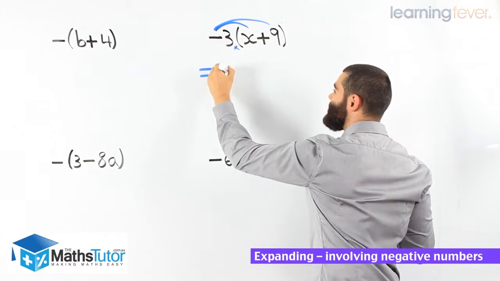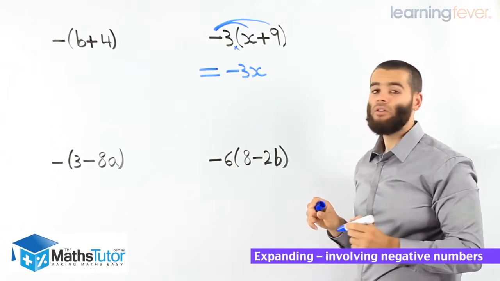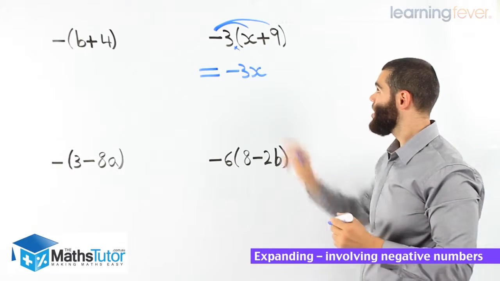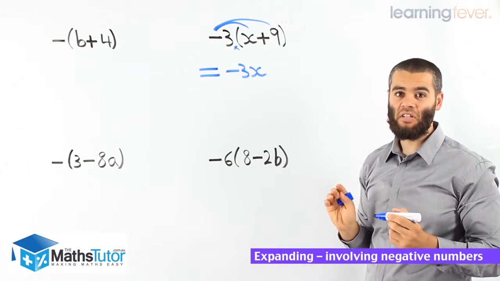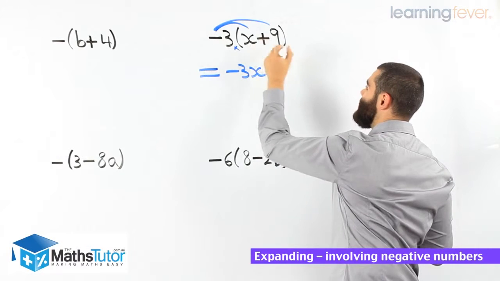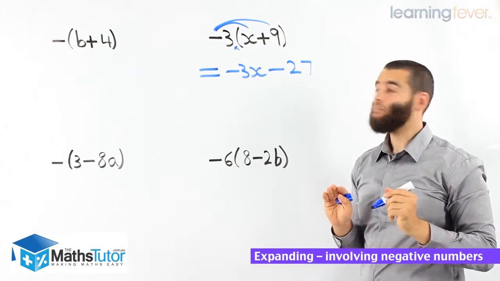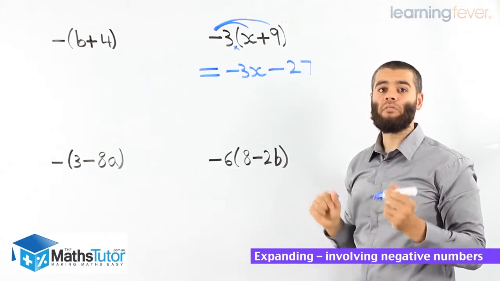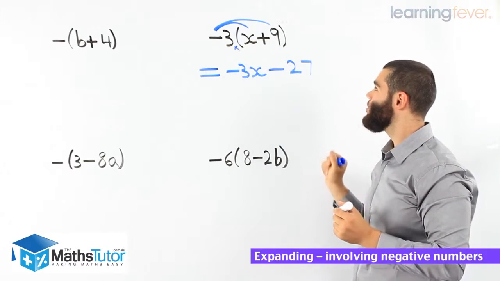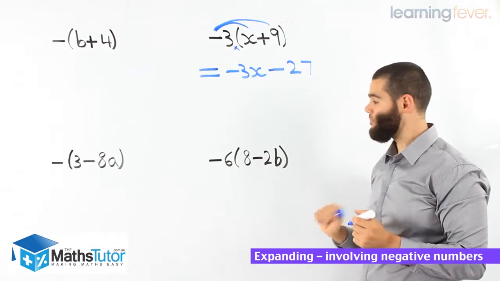Negative 3 times x, negative 3x. Then negative 3 times positive 9. We know that 3 times 9 is 27. And negative times a positive, we know the negative will win. Negative times positive, negative, and 3 times 9, 27. We remember that a positive times a negative or a negative times a positive, the answer will always be negative. So negative 3 times positive 9 is negative 27. That's our final answer for that question.